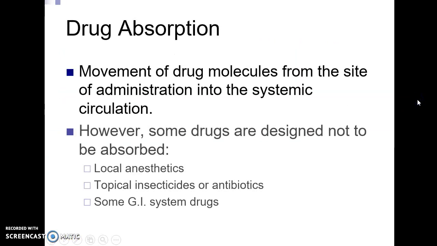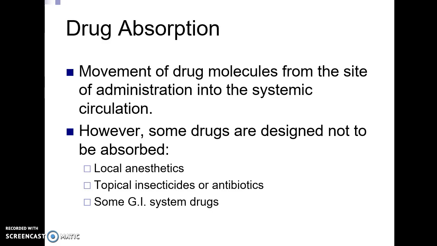So absorption. Absorption is the movement of drug molecules from the site of administration. So whether we're administering it orally or topically or injecting it in one manner or another, and how it gets from where we place it to the systemic circulation. So it's important to recognize that some drugs are meant to stay where we put them. And that is the case with local anesthetics. We want them to stay where we put them because that is the area that we want to be anesthetized.